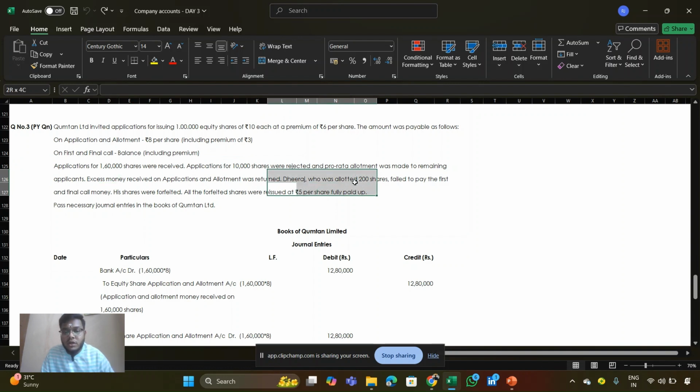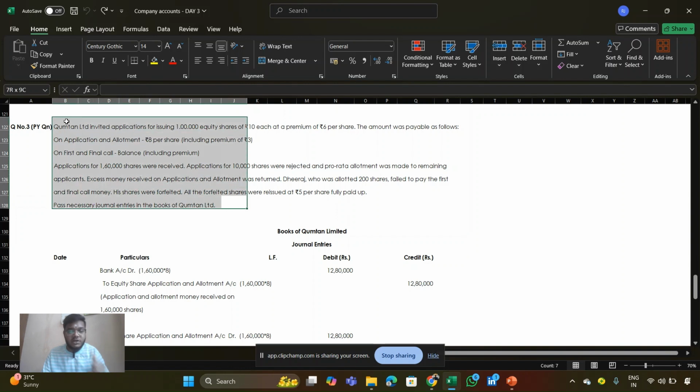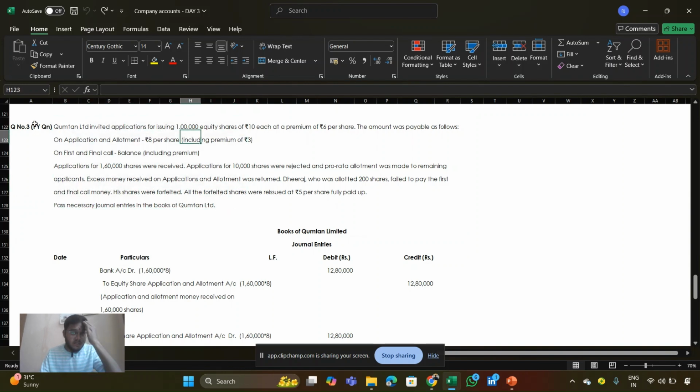Dheeraj, who was allotted 200 shares, failed to pay the first and final call. So he didn't pay the first and final call, and his shares were forfeited. All the forfeited shares were reissued at rupees 5 per share, fully paid. Reissued means they are selling the forfeited shares. Pass the necessary journal entries in the books of Kumta Limited. We have already solved these types of sums in the previous session also, and as it is a previous year question, you will solve it in the class itself.